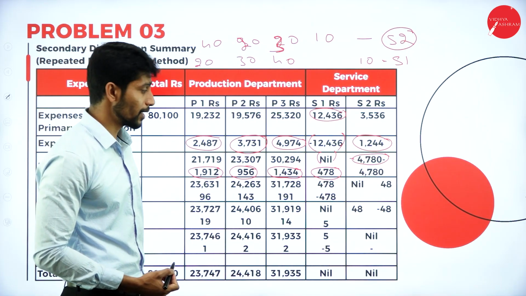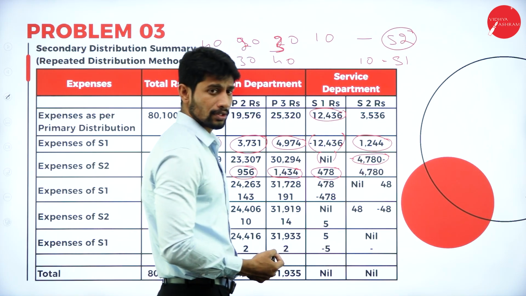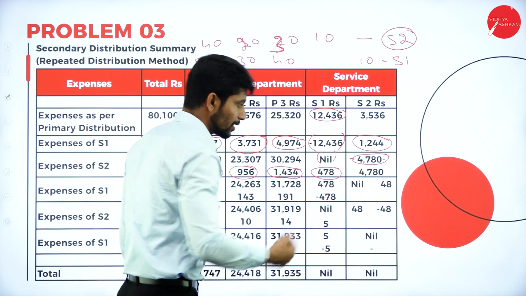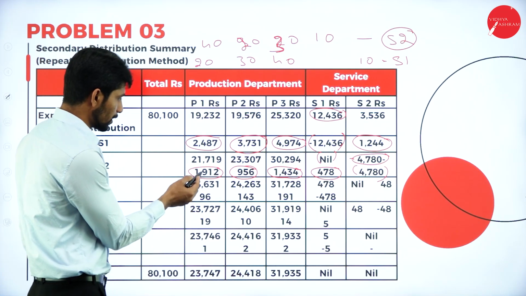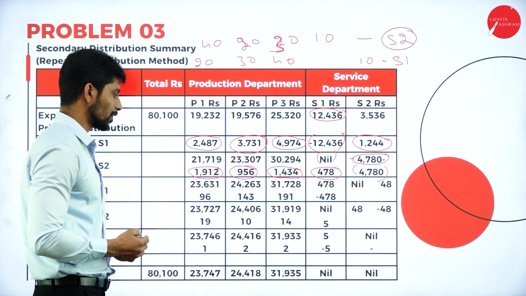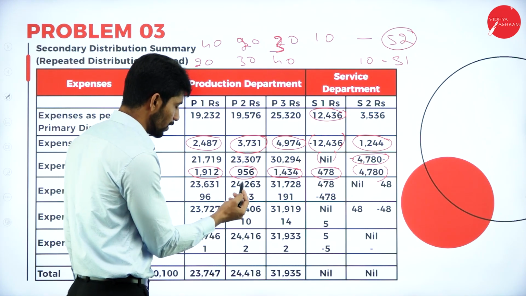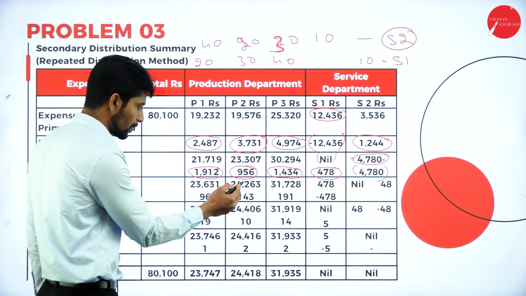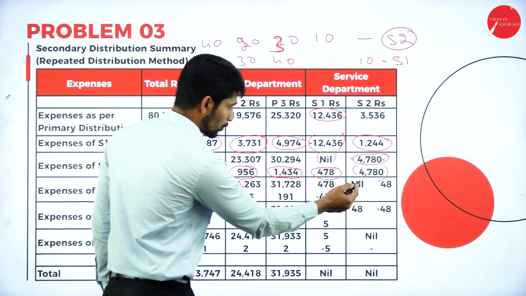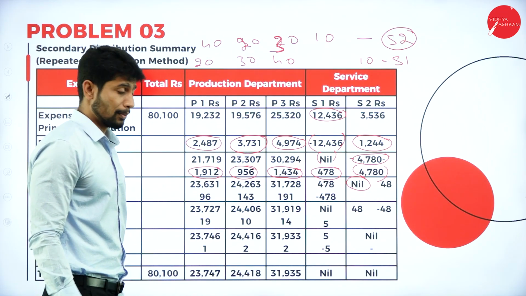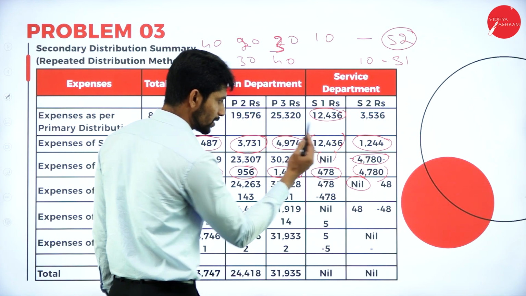Because why we are supposed to write minus value? Because you are distributing this 4,780 rupees among other departments. Here you will get minus balance. So now total these two, 21 plus 1,912, you will get 23,631. Next 23,307, total with 956, you will get 24,633. So likewise, you total, you will get the total. Here you will get nil. Why? Because you distributed this 4,780 among other departments. So this is a minus value, you will get nil.